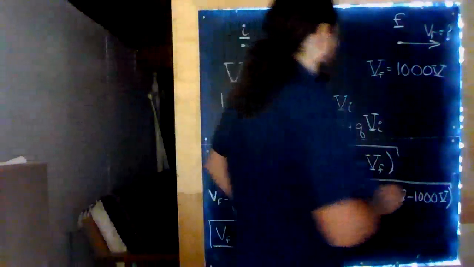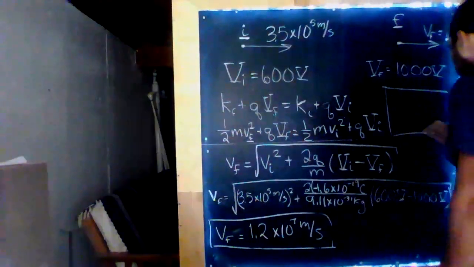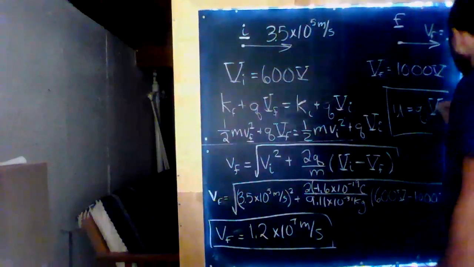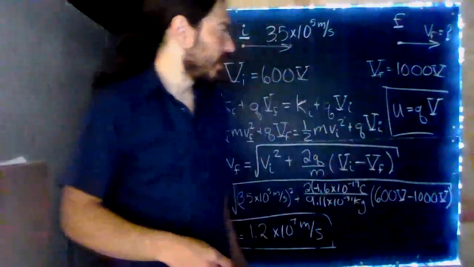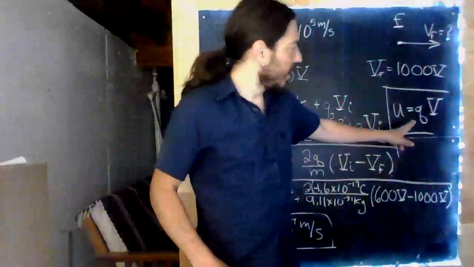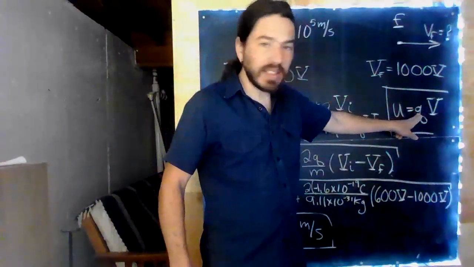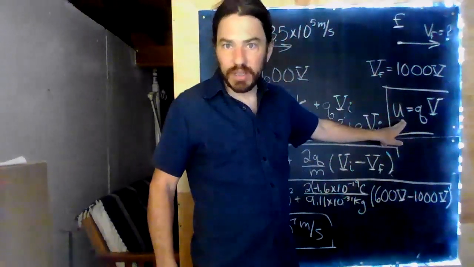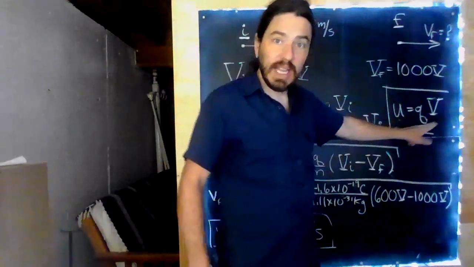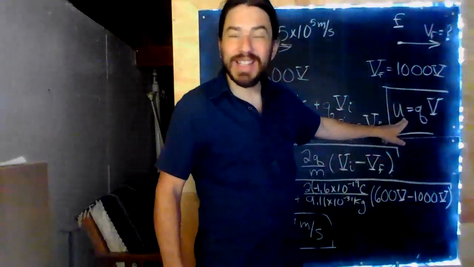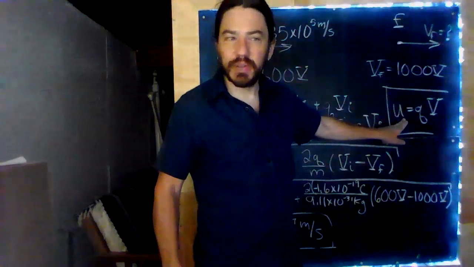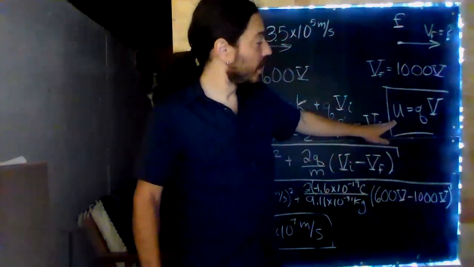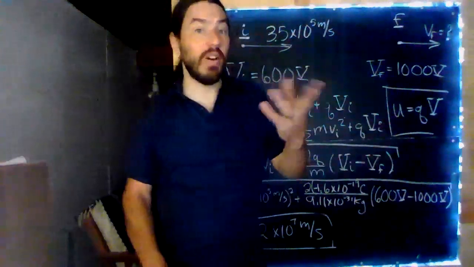Don't forget this equation here. U equals Q times V. Notice that if Q is positive, an increasing potential means an increasing potential energy. If Q is negative, an increasing potential means decreasing potential energy. Of course, if Q is 0, a changing potential means no change in potential energy. That would be like a neutron.